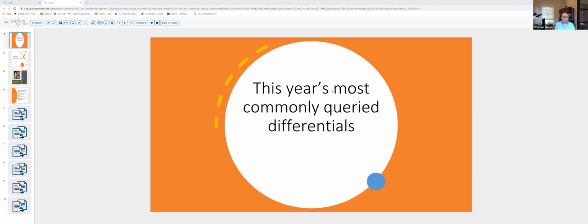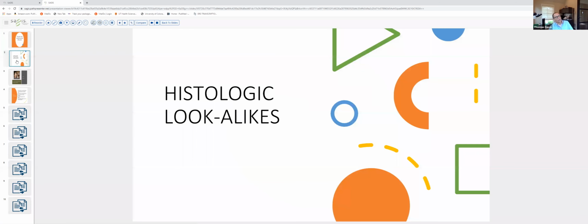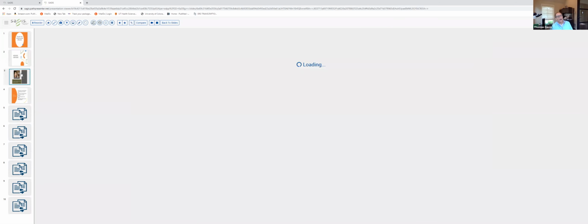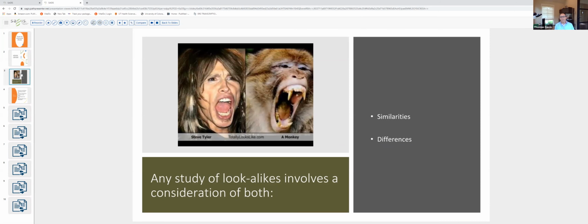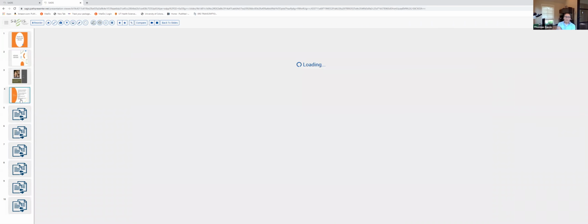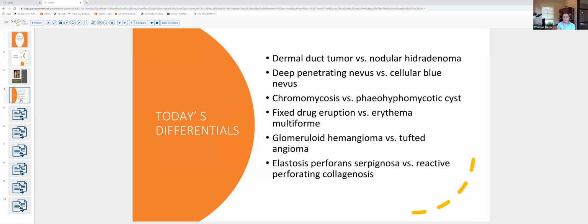So today, what I thought we'd do is just something a little different. What I thought I would do is go over this year's most commonly queried differentials. And to that end, obviously, we're going to be focusing on histological lookalikes. And anytime you study lookalikes, it involves a consideration not only of how things are different, but how they're similar. So we're going to spend a little bit of time with each of the entities looking at both similarities and differences.